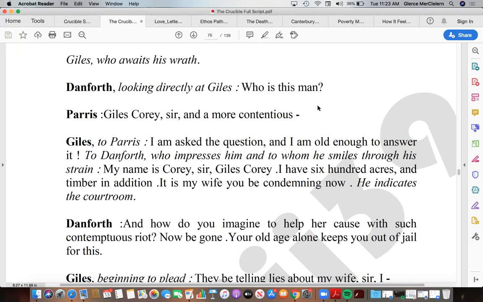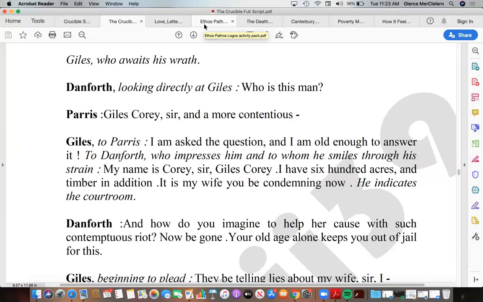All right. Looking directly at Giles, who's this man? Giles Corey, sir. Paris. I am asked the question, and I am. Wait, hold up, Randall. I'm Giles. You're Danforth, Randall. Oh, see, when you're paying attention to the call.